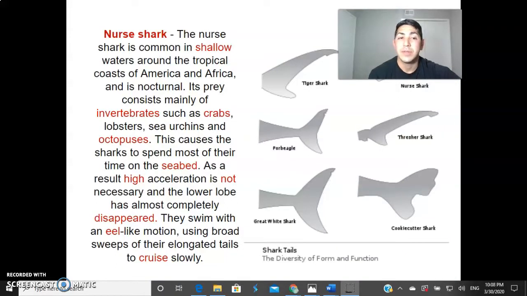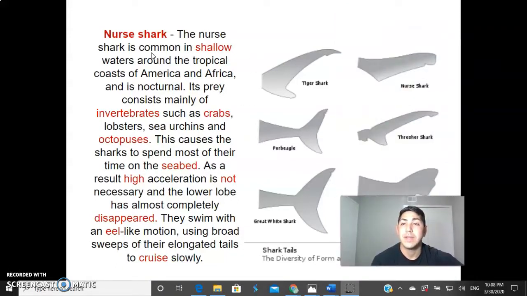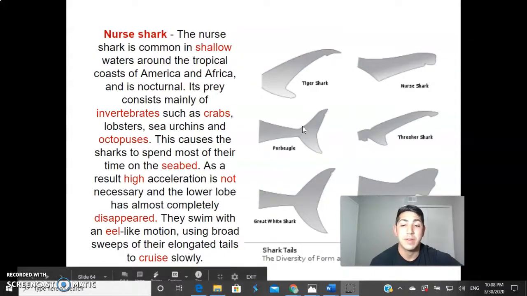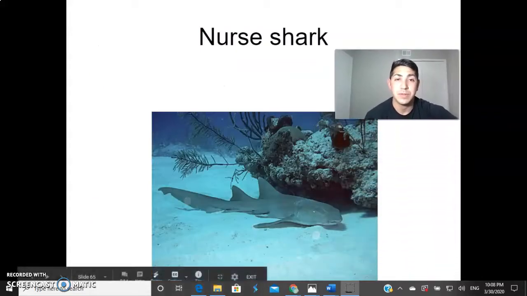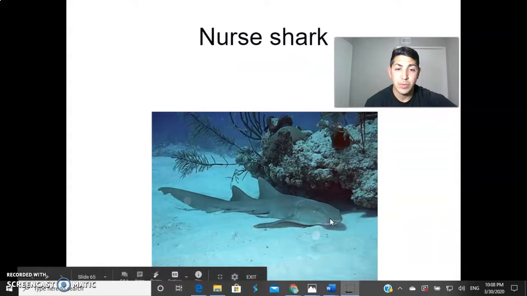The nurse shark. The nurse shark is common in shallow waters around the tropical coast of America and Africa, and is nocturnal. Its prey consists mainly of invertebrates such as crabs, lobsters, sea urchins, and octopus. This causes the sharks to spend most of their time on the seabed. As a result, high acceleration is not necessary, and the lower lobe has almost completely disappeared. They swim with an eel-like motion using broad sweeps of their elongated tails and cruise slowly. Here's a nurse shark. Notice the barbels on this nurse shark and the tail.